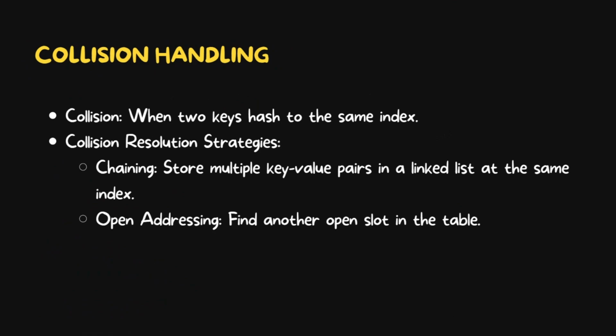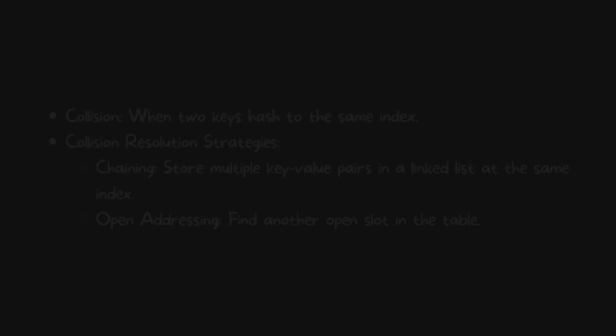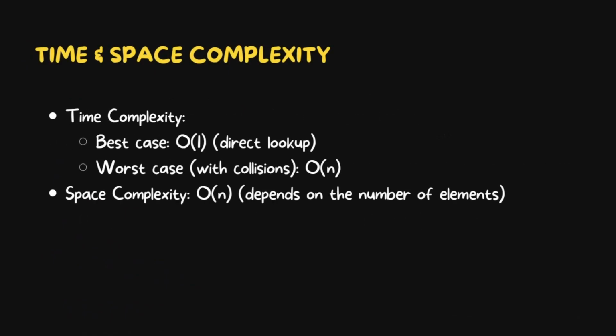A collision happens when two keys generate the same hash value. We solve this in two ways. First one is chaining, which stores multiple pairs at the same index in a linked list. Second one is open addressing, which searches for the next available slot. In the best case, it is O(1), which is direct lookup. And in the worst case, with collisions, it is O(n). So the time complexity is O(1) for the best case and O(n) for the worst case, and space complexity is O(n). It depends on the number of elements.